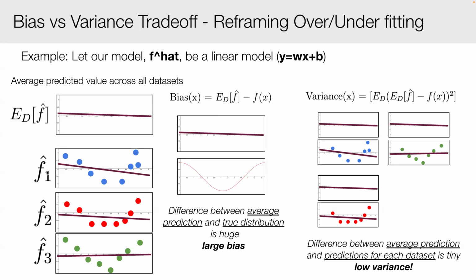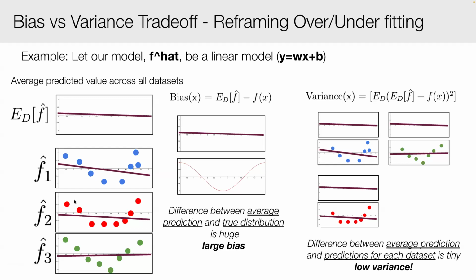F hat 1 of X would be the model trained only on these blue dots. So one data set. F hat 2 would be on the red points. So all the data sets are sampled from the same distribution? Exactly.